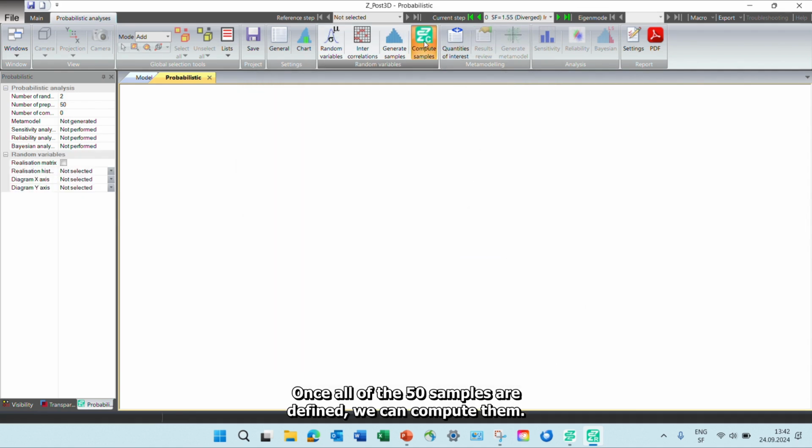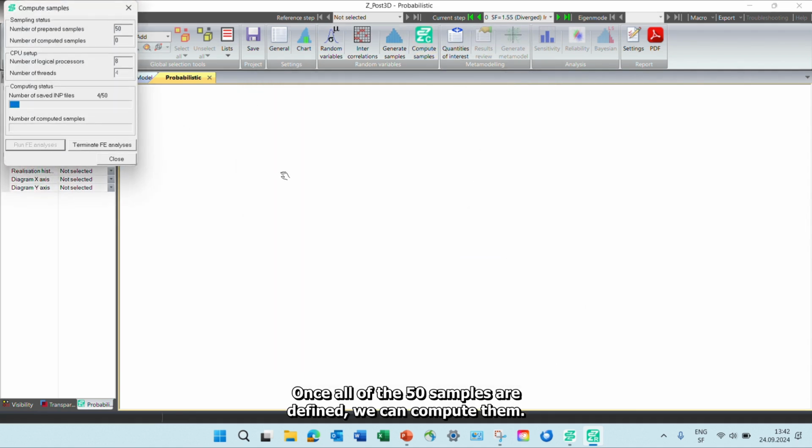Once all of the 50 samples are defined, we can compute them. First, it creates the 50 input files for ZSoil, and then they are computed. The computation time depends on the performance of the machine you are running the samples on and the size of the FE model. The progress is indicated here. In our case, the samples will be calculated in less than 2 minutes. Let me fast forward to the end of calculation.